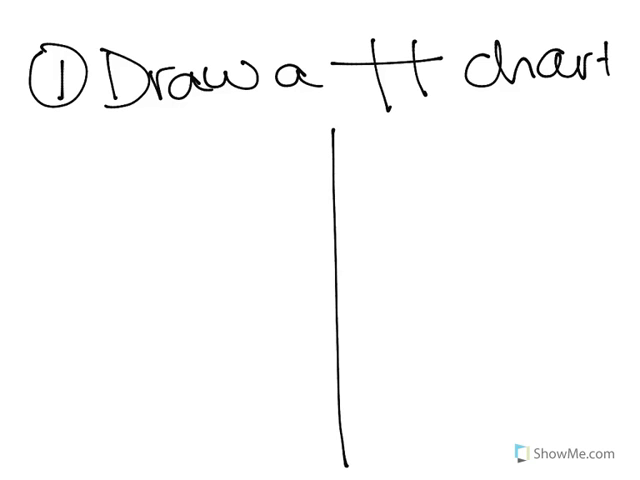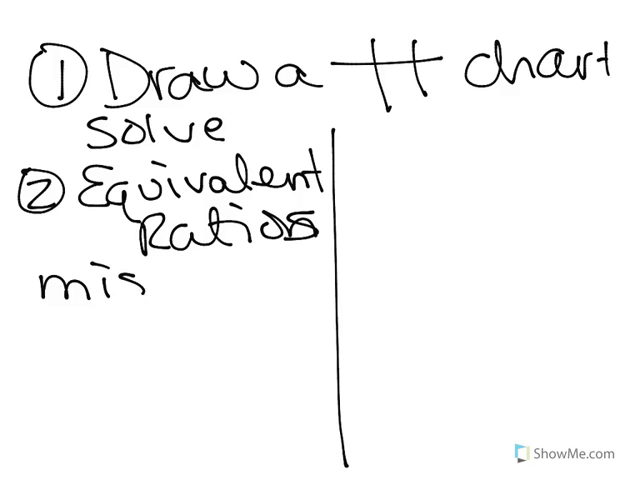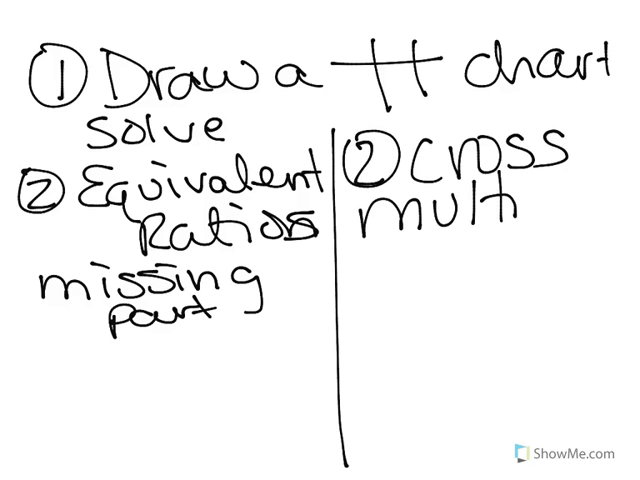After you do that, you can solve it two different ways. Okay. So you can solve by using equivalent fractions or equivalent ratios, and that means solve for the missing part. Or you can solve by, and I'm keeping it step 2 because you get to choose, doing cross multiplication. You can cross multiply. Okay. Now, let me show you an example.